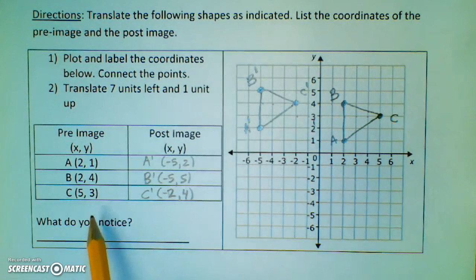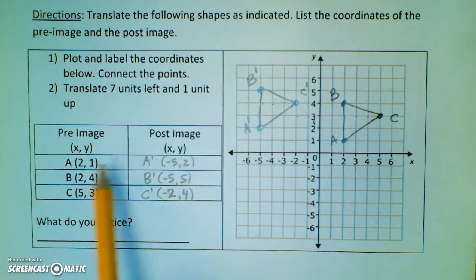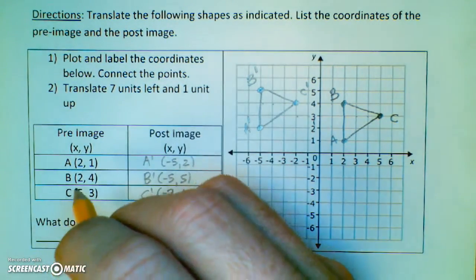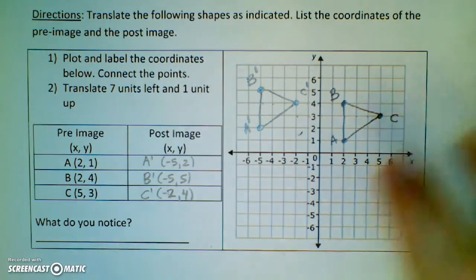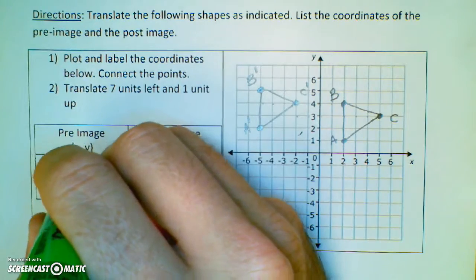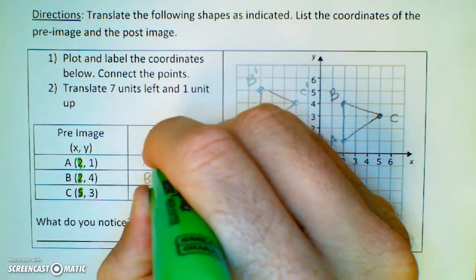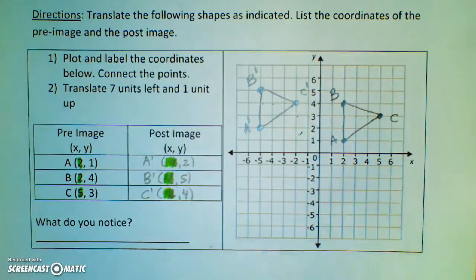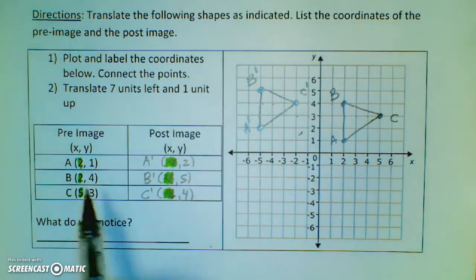So what do you notice? Compare from this position to this position. Let's take a look at our x values. Our x values are the values in the first position. So it's my 2, my 2, my 5. Let's compare them to this one. I went 7 units to the left. So how did I do that, and how did that affect the coordinates?